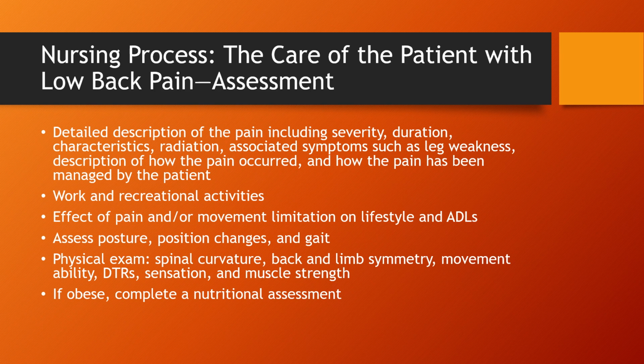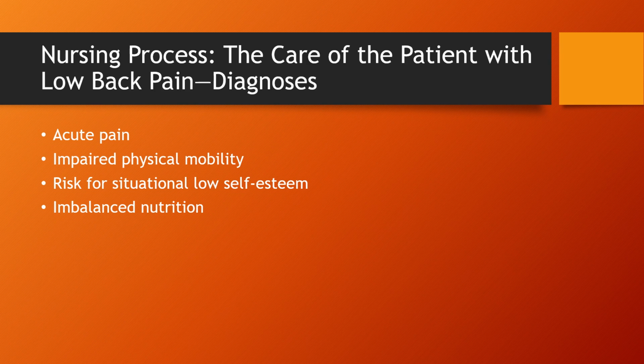And then do an assessment, inspection of their posture, position changes, their ability to walk, how is their gait. And then a physical exam. You're going to look at the spinal curvature, the symmetry of their back and their legs, their ability to move, deep tendon reflexes, sensation, their muscle strength. And if they're obese, they'll need a complete nutritional assessment as well. So some of the nursing diagnoses, as mentioned before, but specific to low back pain, of course: acute pain, impaired physical mobility, risk for situational low self-esteem, and imbalanced nutrition.